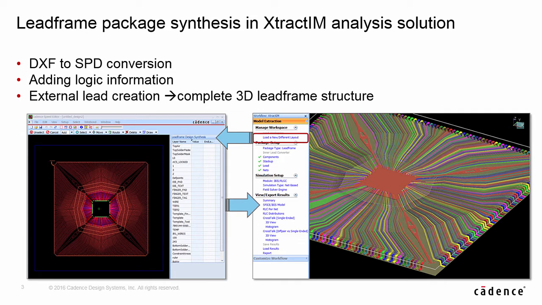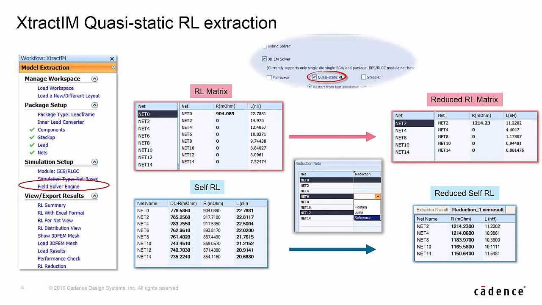In IM, there is a specific workflow for leadframe package modeling. It supports the DXF to SPD file synthesis. The components and the netlist information can be automatically created for the leadframe package. It also supports out-lead profile setting to build up a complete 3D leadframe structure. Once the leadframe structure is built, the extraction step is the same as the other package types.